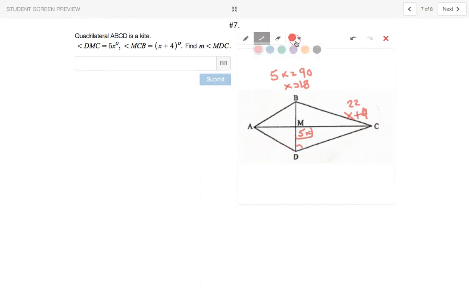Okay, I want to focus on this bottom triangle. Why? Because I know two of these angles. And the third angle is the one we're looking for. Now, how do I know two? Well, I know this is 90. So I'm going to go ahead and just write down 90 here.